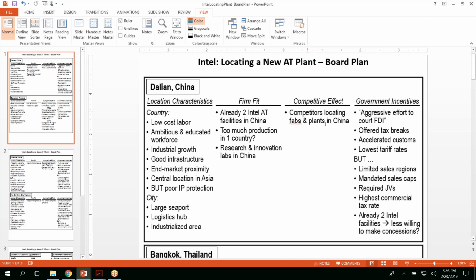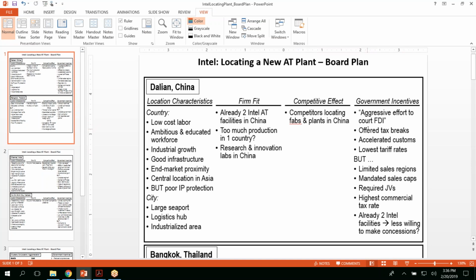The competitive effect, the only thing I would say there is that it does say that competitors are locating in China, right? So even though U.S. companies are restricted from going to China in certain ways, the competitors are taking advantage of China. So maybe if you don't do it, others will. So there's a sense in which you should do it.